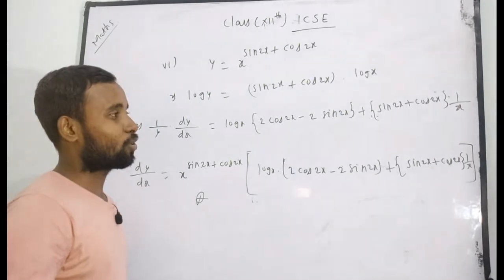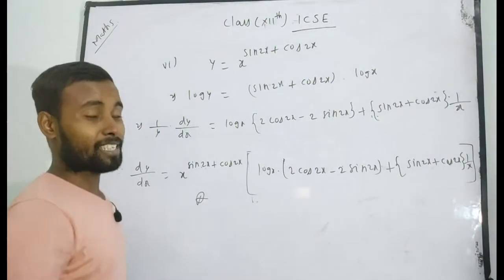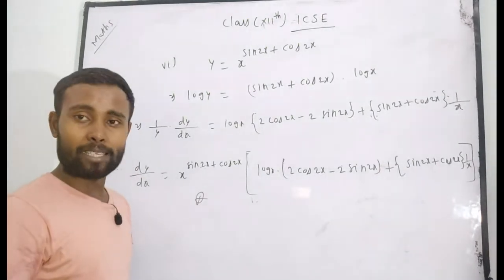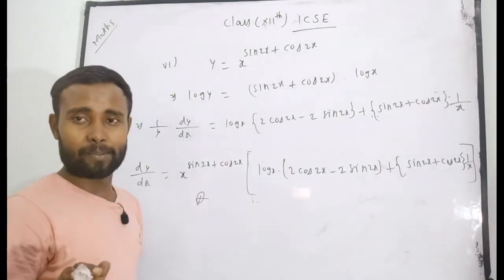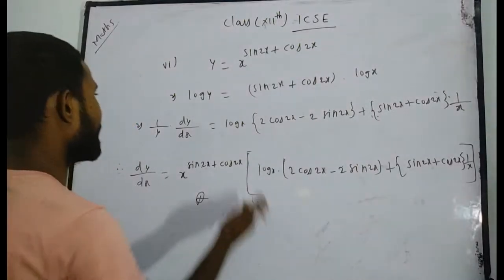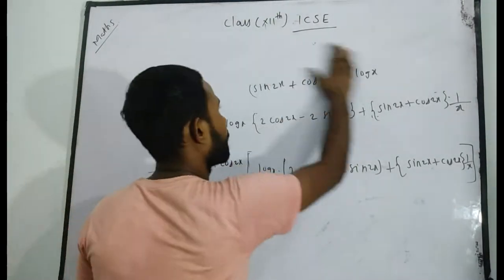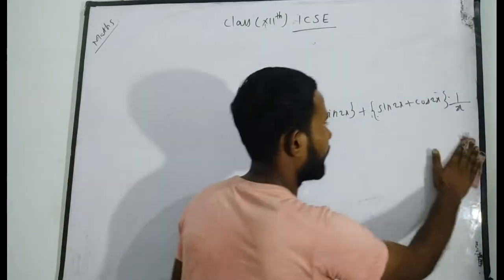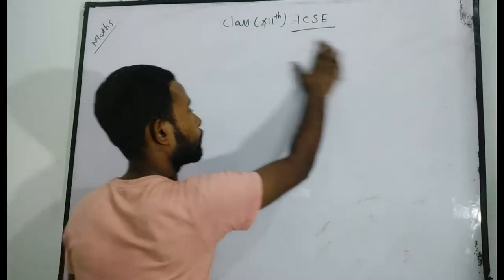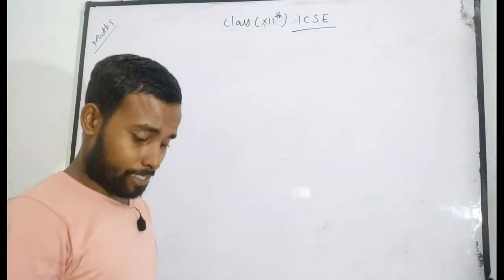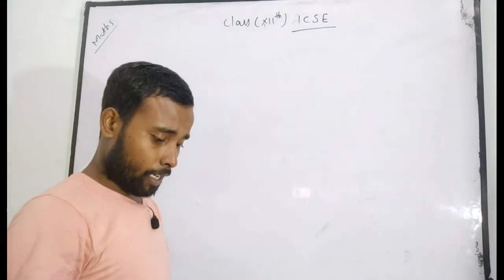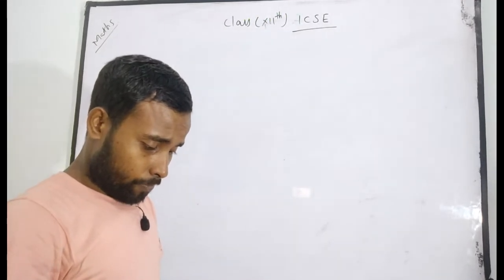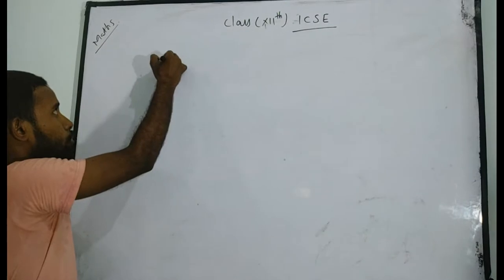You can see in this question again, only 2 or 3 steps are required to solve. It only looks very lengthy, but the concept is very easy. Again, take the next question for you. Due to the length, I also go very slow, so that every concept becomes clear for you. Now, I want to take you to the next question, question 7.